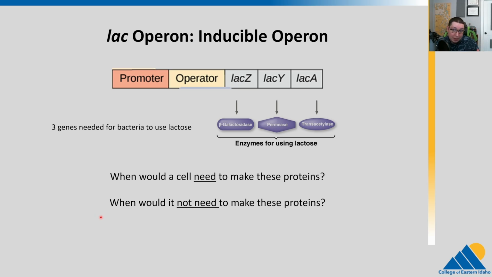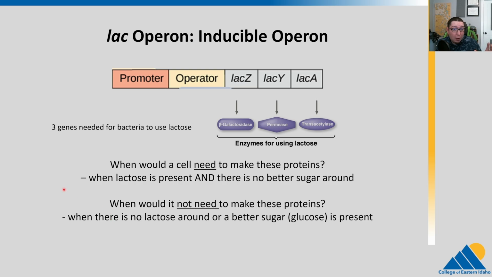Okay, well, your first answer, you're probably thinking about lactose, right? Well, when would you need to make these proteins? Well, when lactose is around, you need to make the stuff to break down lactose. Okay, that's a good thought. When would you not need to make this? Well, when there's no lactose around, it's pretty useless to make these genes because they're not going to have anything to do. Okay, that's one side of it, but there's actually a second piece to this.